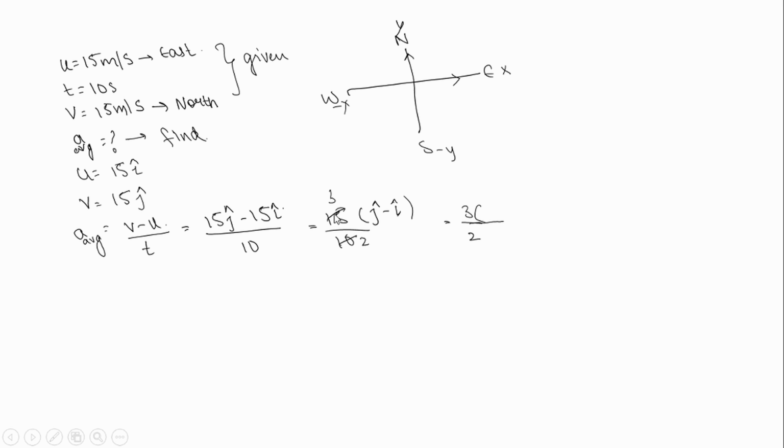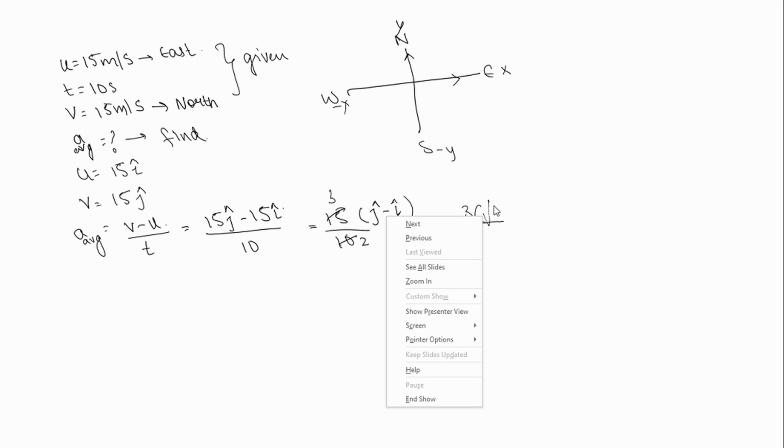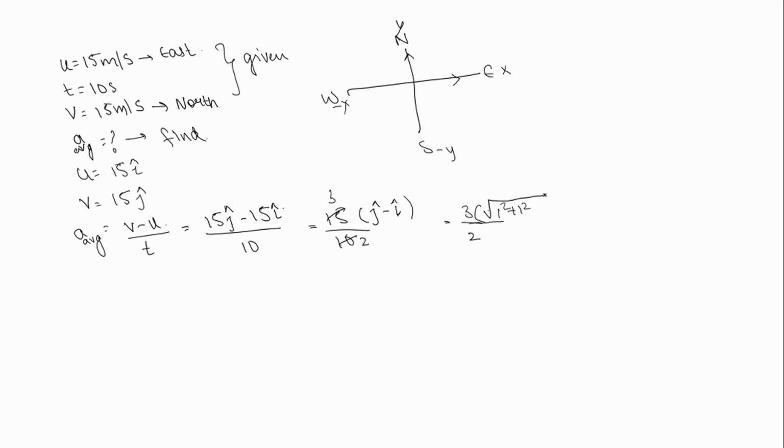Three into the magnitude of j cap minus i cap, which is root of 1 square plus 1 square. So that is 3 into root of 1 square is 1, into root 2, by 2. So 3 into root 2 by 2, and 2 can be written as root 2 into root 2. Root 2 and root 2 will get cancelled. So average acceleration is 3 by root 2.